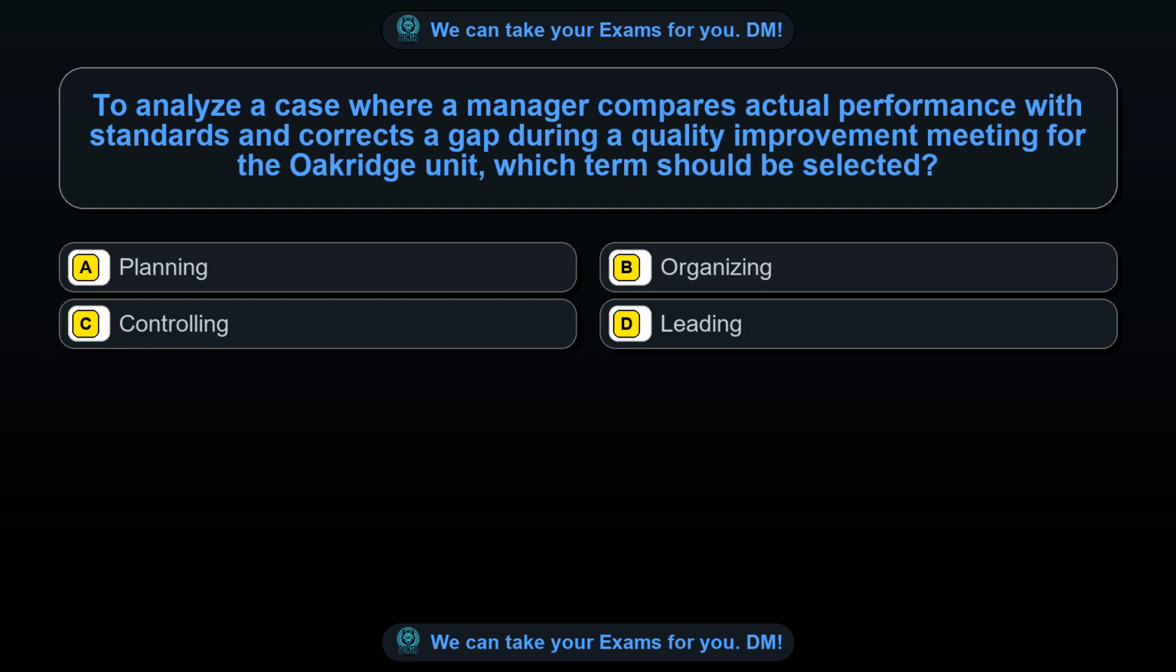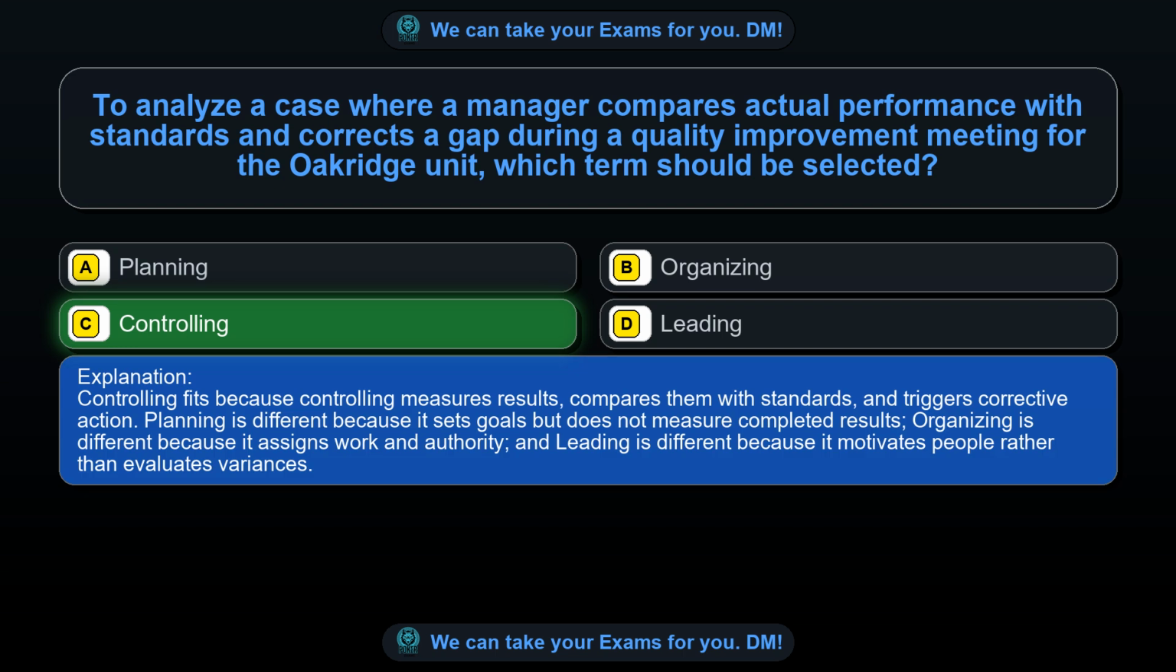Question 55. To analyze a case where a manager compares actual performance with standards and corrects a gap during a quality improvement meeting for the Oak Ridge unit, which term should be selected? Option A, planning. Option B, organizing. Option C, controlling. Option D, leading. The correct answer is option C, controlling.